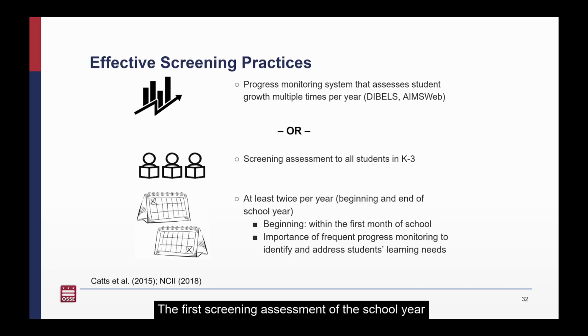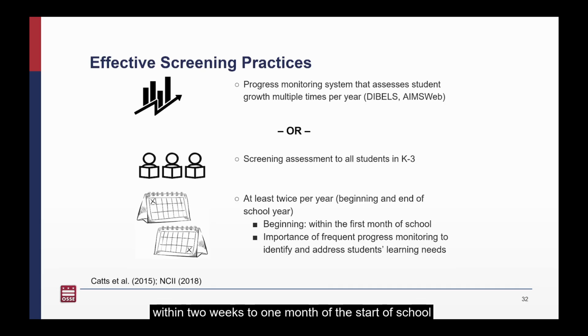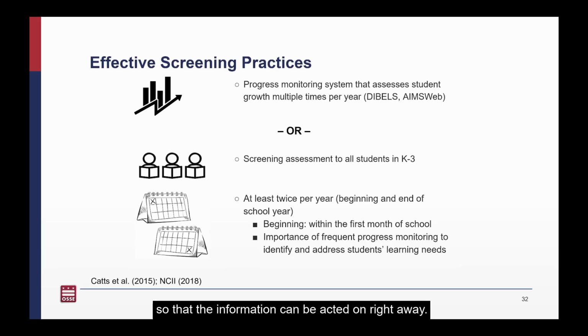The first screening assessment of the school year should be administered as early as possible, for example, within 2 weeks to 1 month of the start of school, so that the information can be acted on right away.